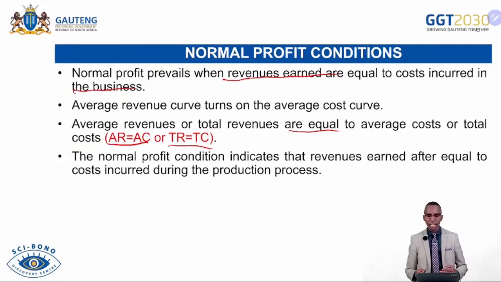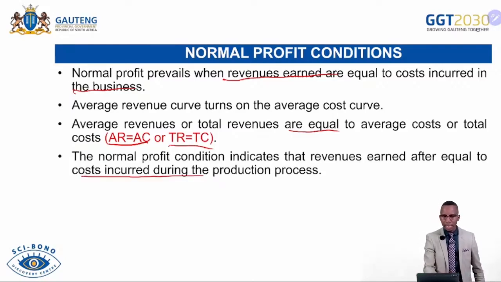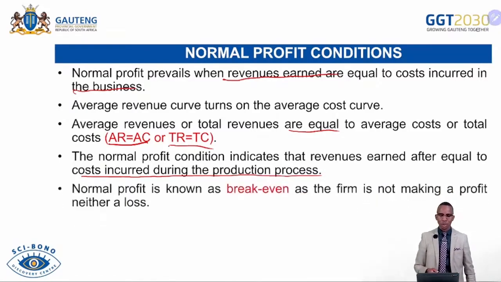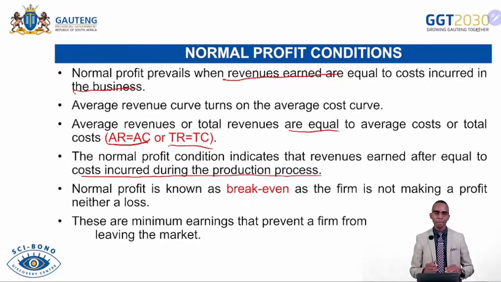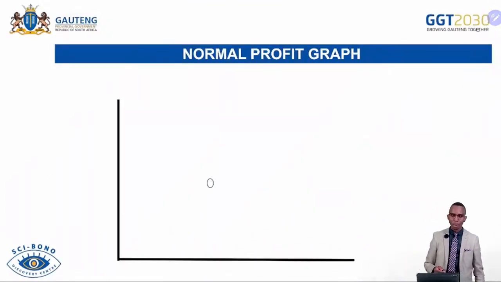The normal profit condition indicates that revenues earned after sales are equal to the costs incurred in the production for the business. So this one is known as the break-even, as the firm is not making a profit, neither a loss. These are minimum earnings that prevent the firm from leaving the market. The firm simply gets back its money that was injected. So that prevents the firm from leaving because there is no loss, and no profit either. Then this is the condition in terms of graph that indicates the normal profit.